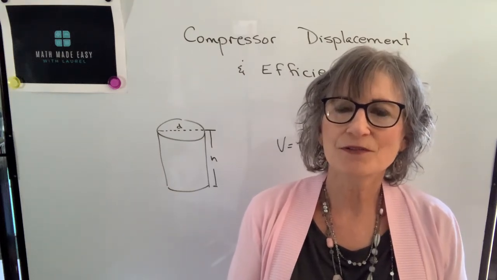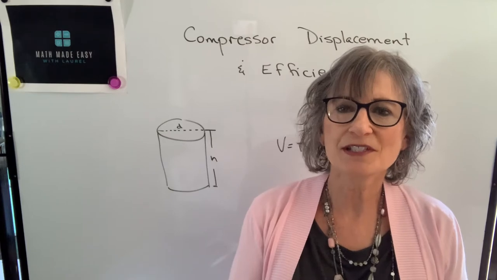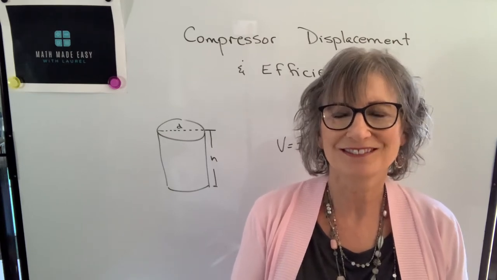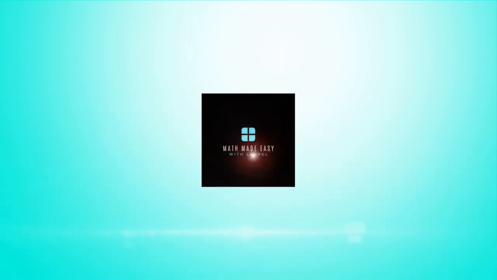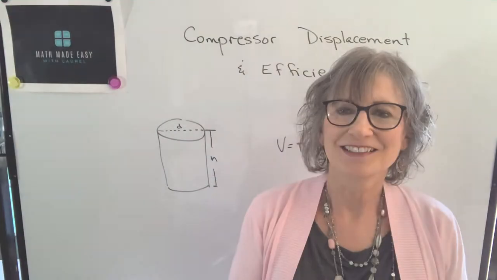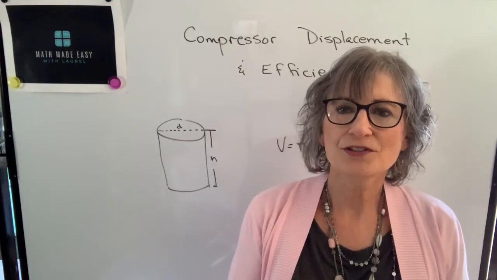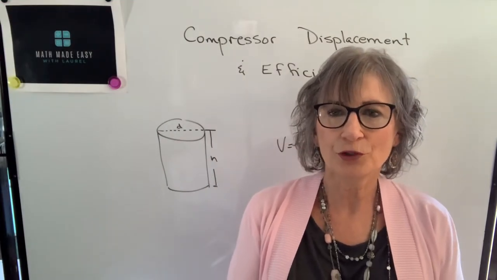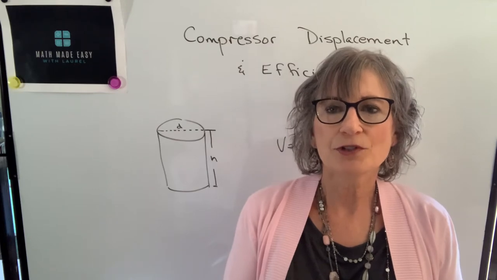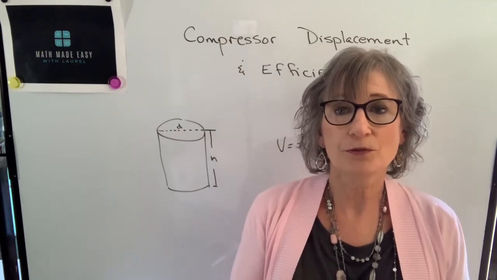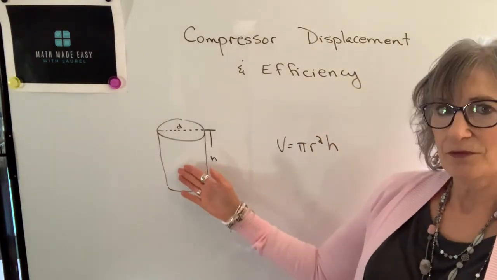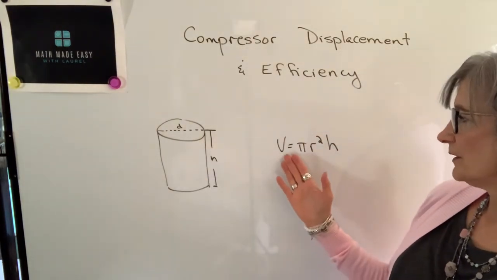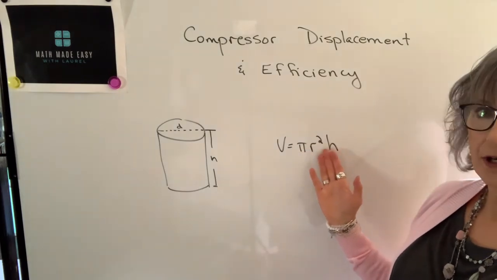I'm Laurel, and in this video, we're going to talk about compressor displacement and compressor efficiency. So when we talk about compressor displacement, we're talking about volume, and more specifically, we're talking about volume of a cylinder or cylinders. So just as a review, when you're finding the volume of a cylinder, you use this formula, pi times the radius squared times height.